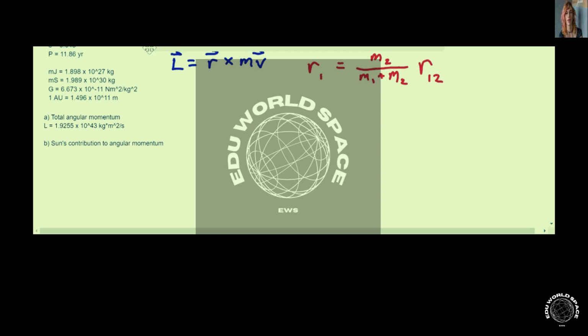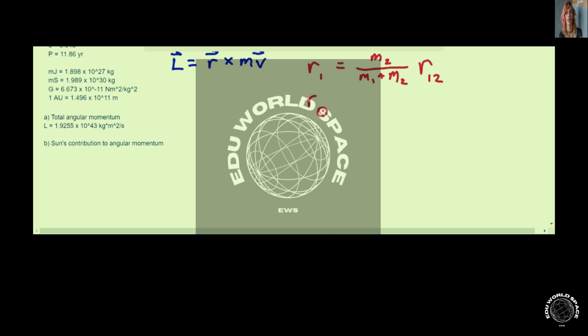To find the location of the Sun relative to the center of mass of the system, we're going to use equation number 20 from the textbook, which says that the position relative to the center of mass, r1 of object number 1, is equal to the mass of the other object, m2, divided by the sum of the masses, m1 plus m2, multiplied by the distance between the two objects, represented as R12.